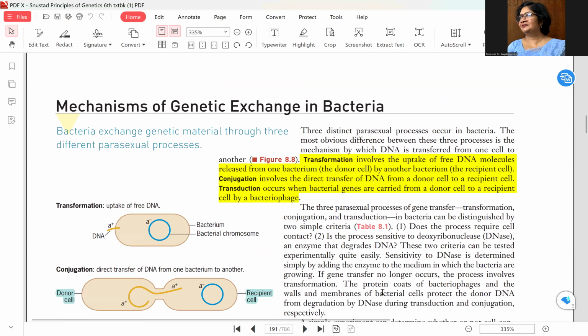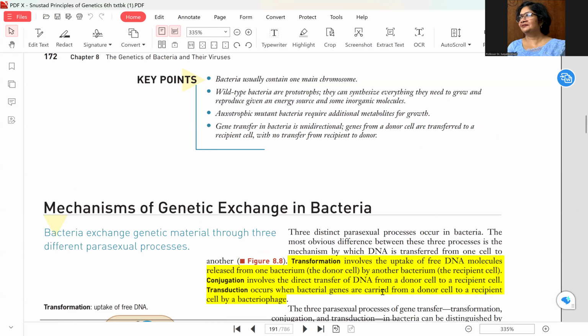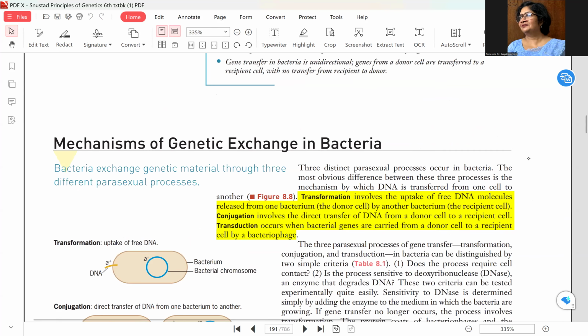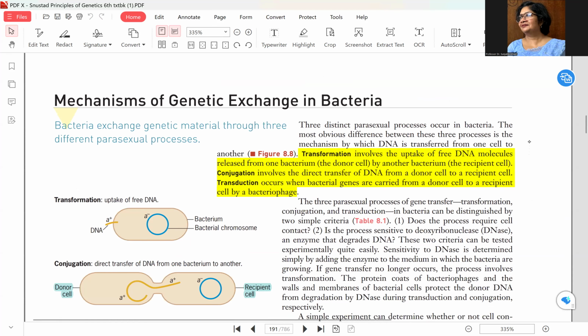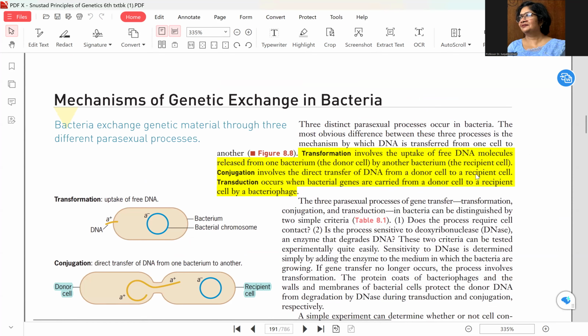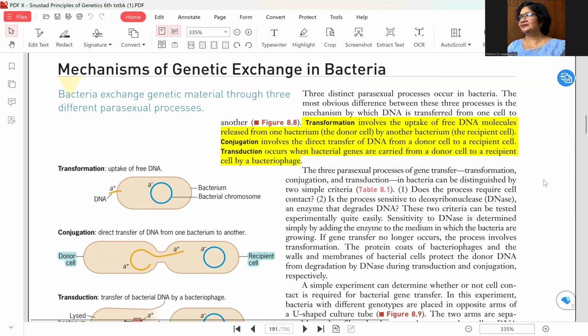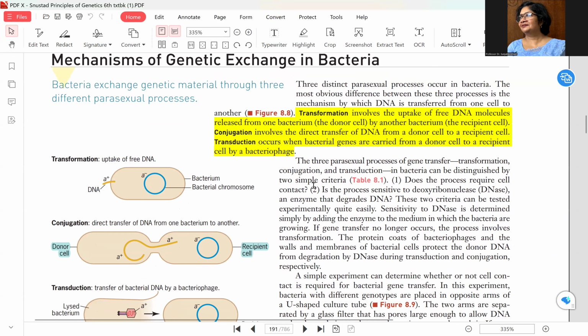This lecture is on the chapter Mechanisms of Genetic Exchange in Bacteria. In bacteria, DNA from other sources can enter and change the genetic properties of the bacteria. There are three basic ways by which DNA can be transferred into bacterial cells. The first is transformation, in which free DNA in the environment can enter into bacterial cells.